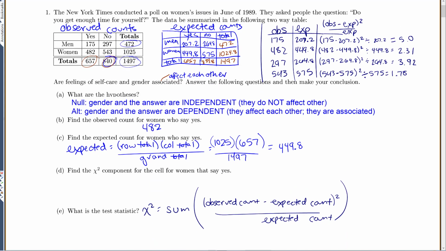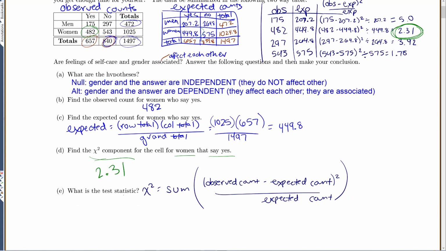So now, if I come to part D, and part D says, find the chi-squared component for the cell of women that say yes. On the exam, it's hard for her to check to see if you know how to find all of these correctly. So she'll ask you to just find one. So the chi-squared component for women who say yes was this one, the 482 and 449. So that would be this one right here. For women, our chi-squared component means just the chi-squared part for that one cell was our 2.31. So you find your table, do it for everyone. The one for the women is 2.31.